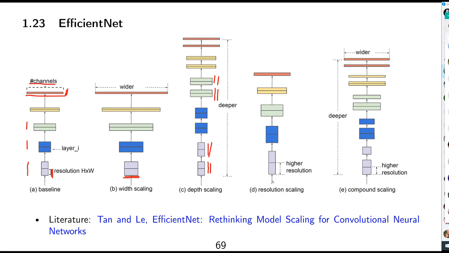Another thing that can be used is resolution scaling. It helps if the network doesn't downsample so aggressively, or it just downsamples later, or even takes images of higher resolution as input. So what we can do is keep the number of channels the same and the depth the same, but increase the resolution. So now each of these blocks has a higher resolution than the baseline architecture.